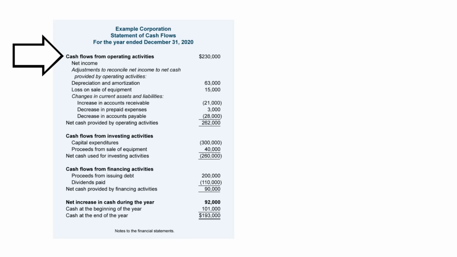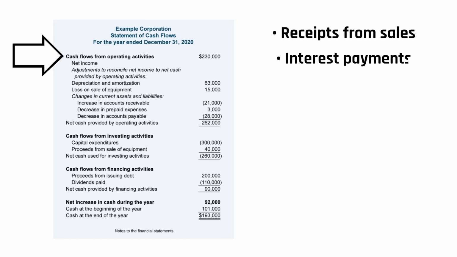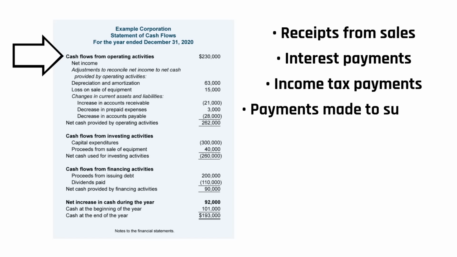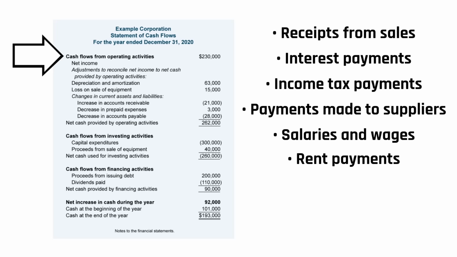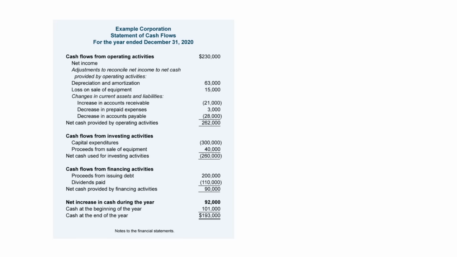These operating activities might include receipts from sales of goods and services, interest payments, income tax payments, payments made to suppliers of goods and services used in production, salary and wage payments to employees, rent payments, and any other type of operating expense.